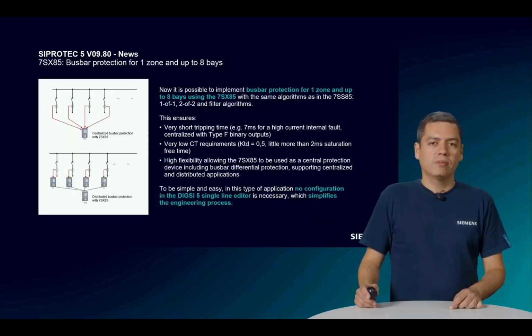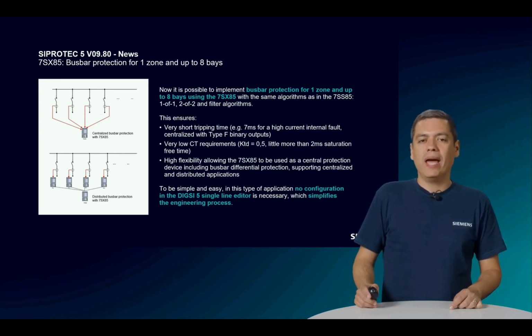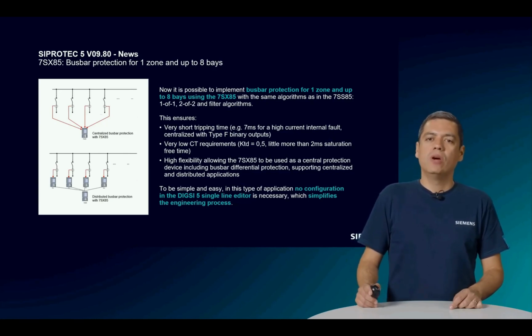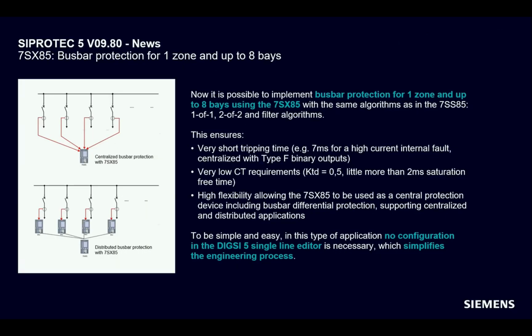Busbar protection for 1 zone and up to 8 bays on 7SX85 devices. Now it is possible to implement busbar protection for 1 zone and up to 8 bays using the 7SX85 device with the same algorithm as in the 7SS85 device.